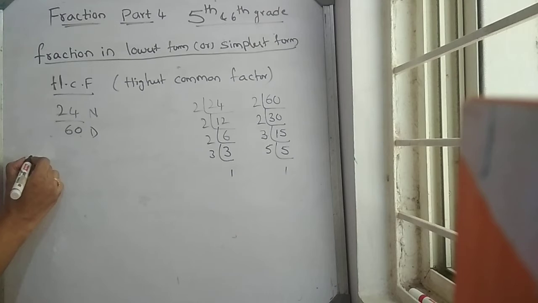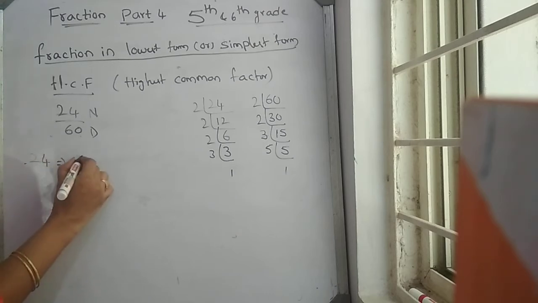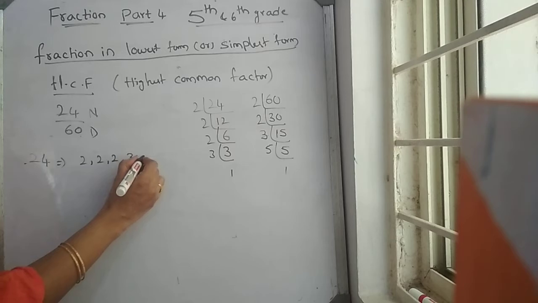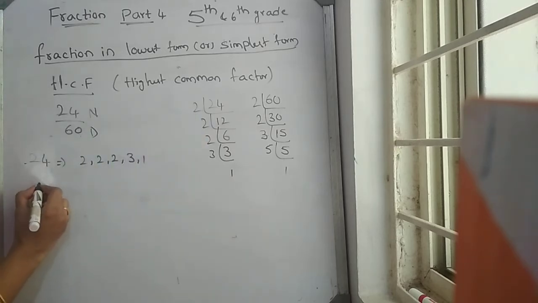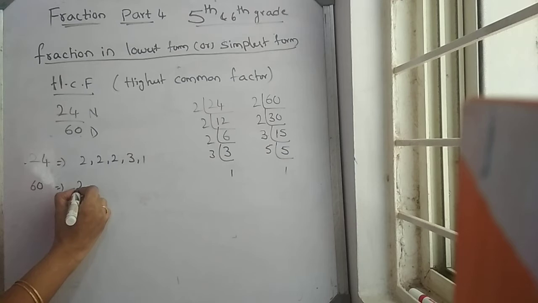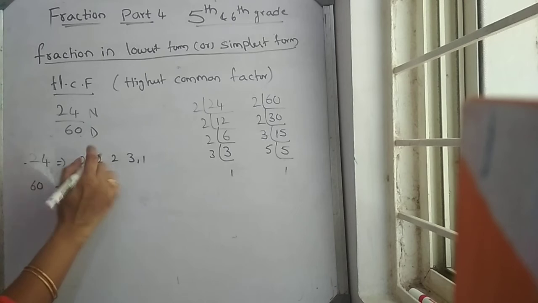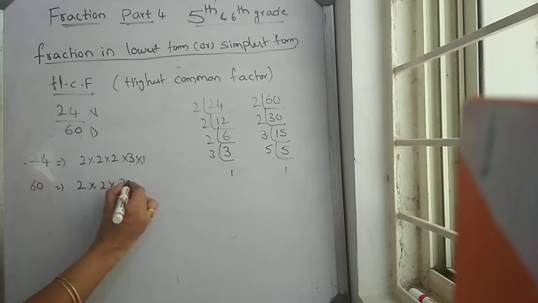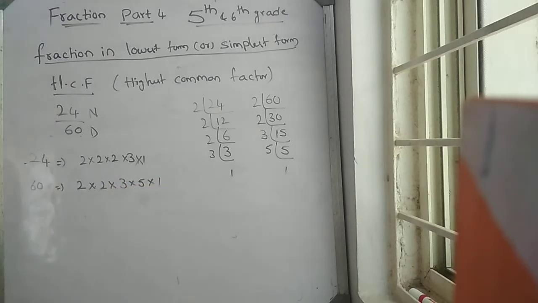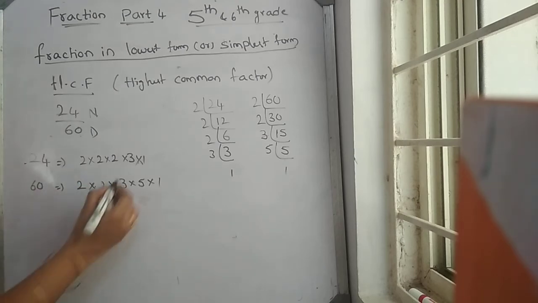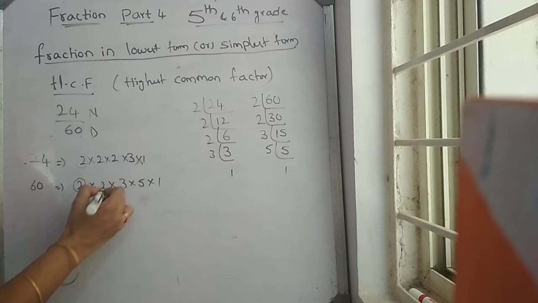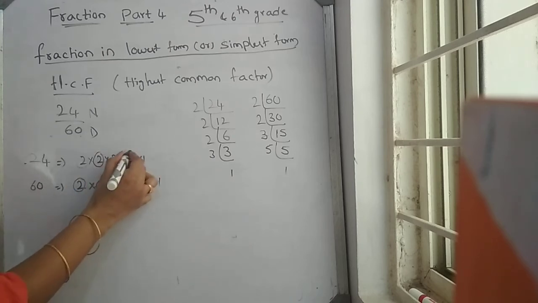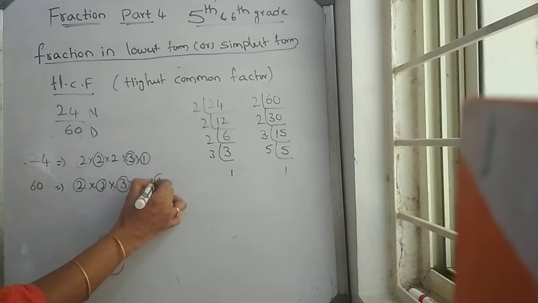So for 24, what are the factors? 2, 2, 2, 3, 1. And for 60: 2 into 2 into 3 into 5 into 1. See, which are the common factors? Here 2 is common, 2 also is common, 3 is common, 1 is common.